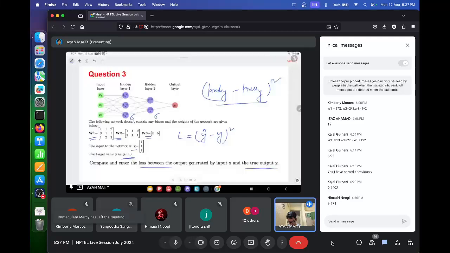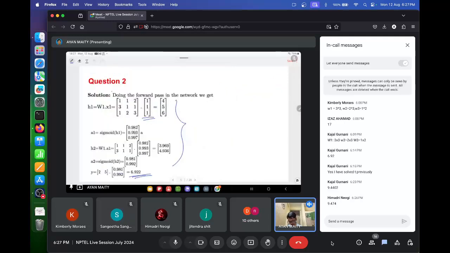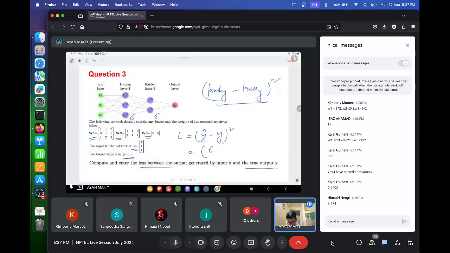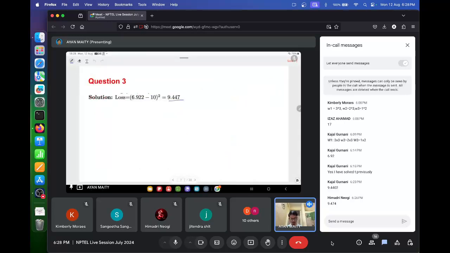So predicted y for this input x, we have already computed in the last question. It was 6.922. So this is 6.922 minus actual y, or the target y, which is 10 given in this question. So the answer is 6.922 minus 10 whole square. It would roughly come out to be 9.44 something, or 9.474 could also be the answer. So roughly it is around 9.4 basically.